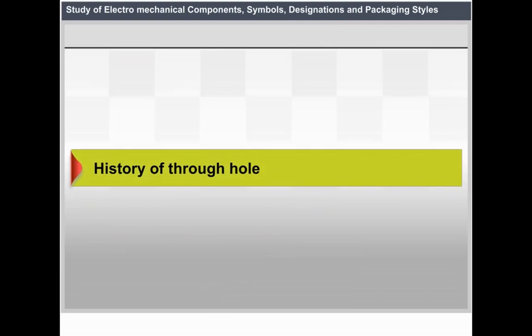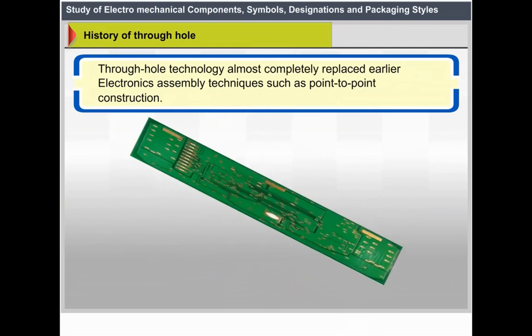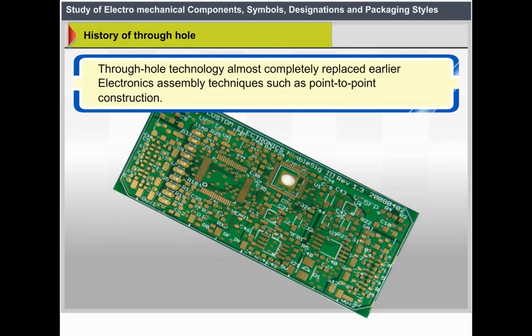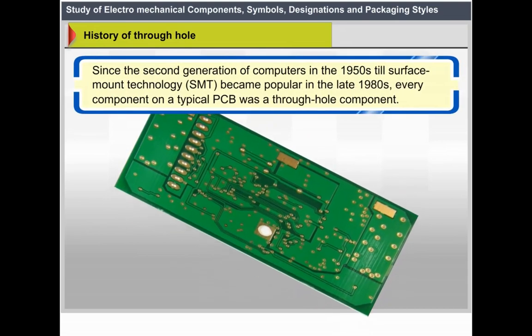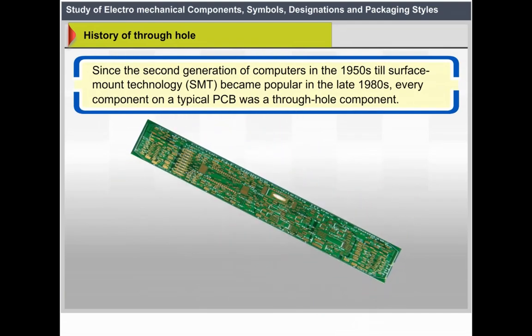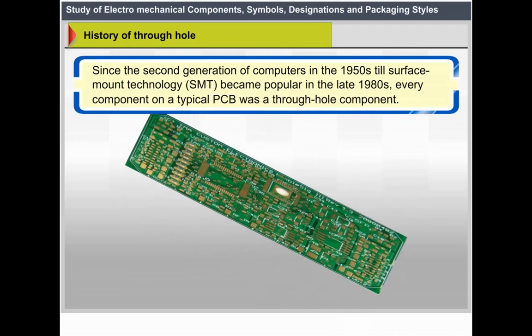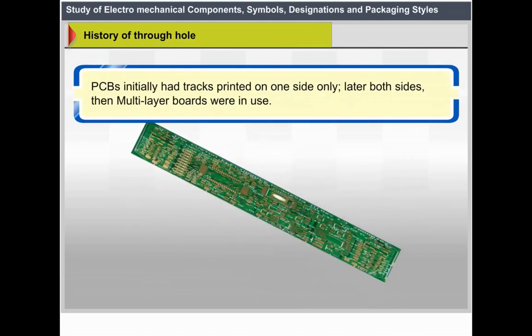History of through-hole. Through-hole technology almost completely replaced earlier electronic assembly techniques such as point-to-point construction. From the second generation of computers in the 1950s until surface mount technology (SMT) became popular in the 1980s, every component on a typical PCB was a through-hole component.